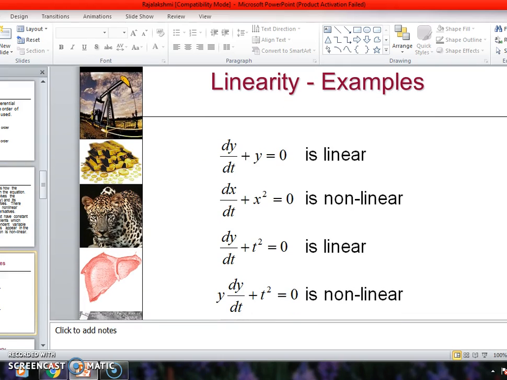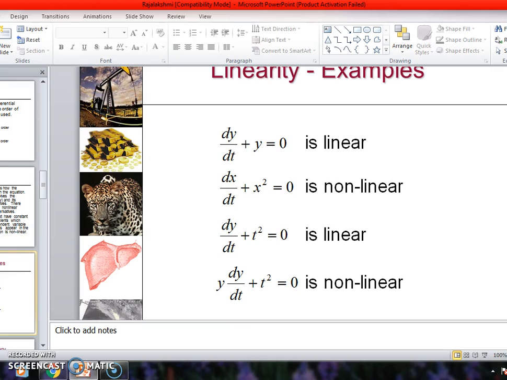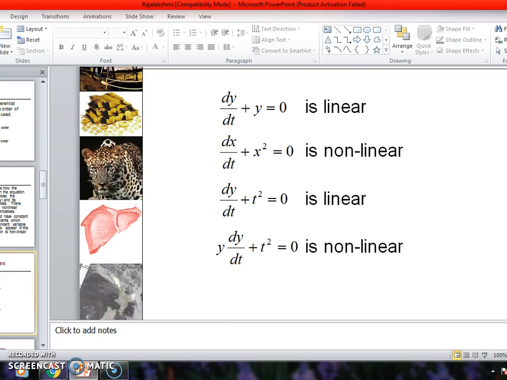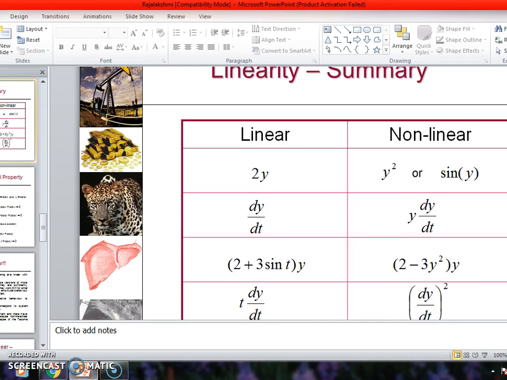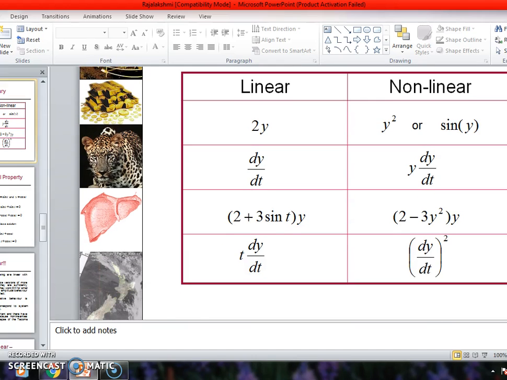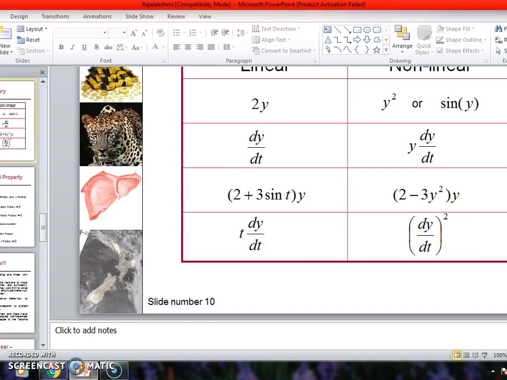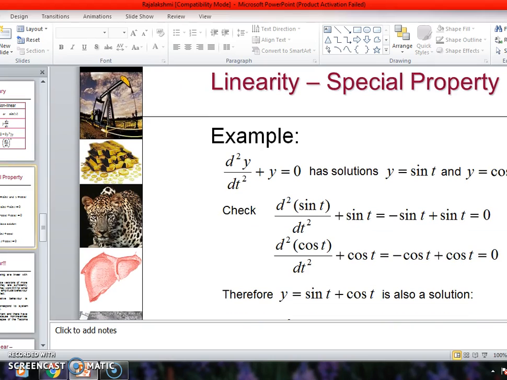Here dy by dt plus y is equal to 0 is a linear equation. dx divided by dt plus x square is equal to 0 is a non-linear equation. Here, some notation is shown. The first column is linear equations, and the second column is non-linear equations. Some linearity examples are here.